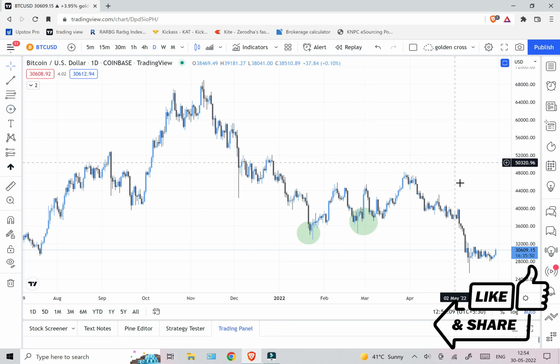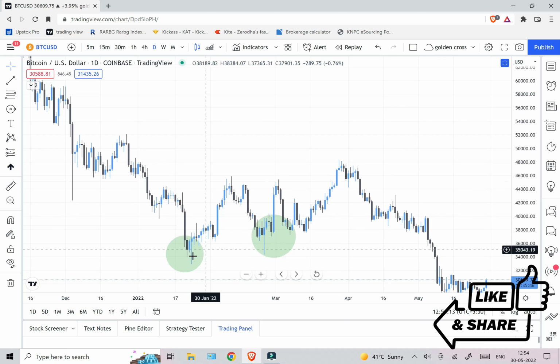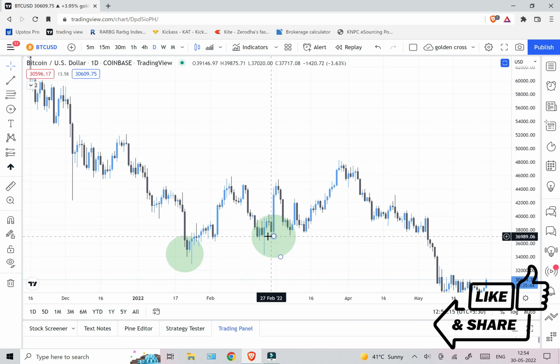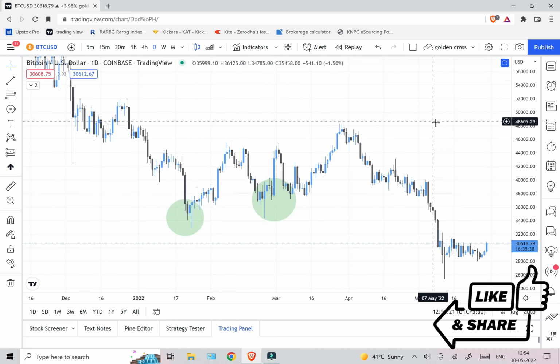Okay, now once you have identified two lows, this is the first low and this is the lower high, point 1 and point 2. Now the doubt is whether to use the shadow of the candlestick or the body of the candlestick.